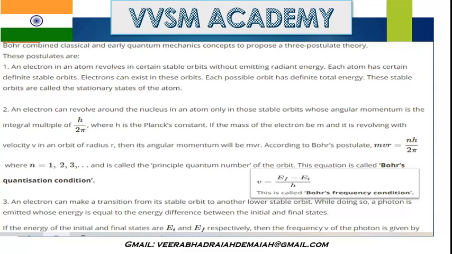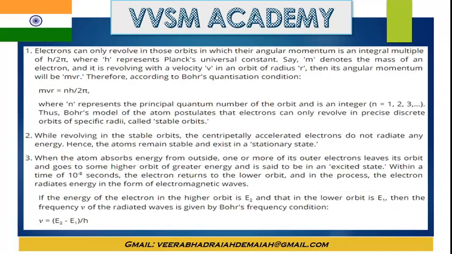EF and EI are the energy final and energy initial. Electrons can only revolve in those orbits in which their angular momentum is an integral multiple of h by 2 pi. These are the postulates I am telling you. And similarly, v is equal to E2 minus E1 by h.